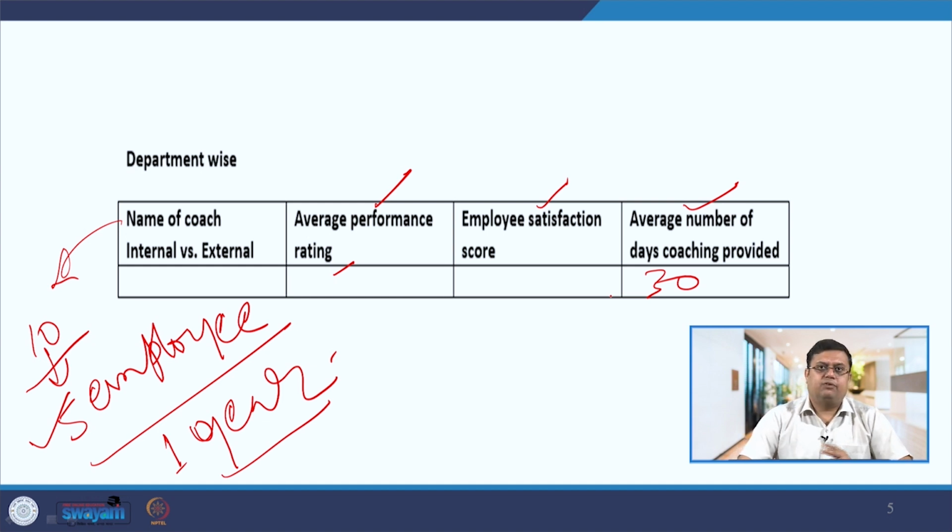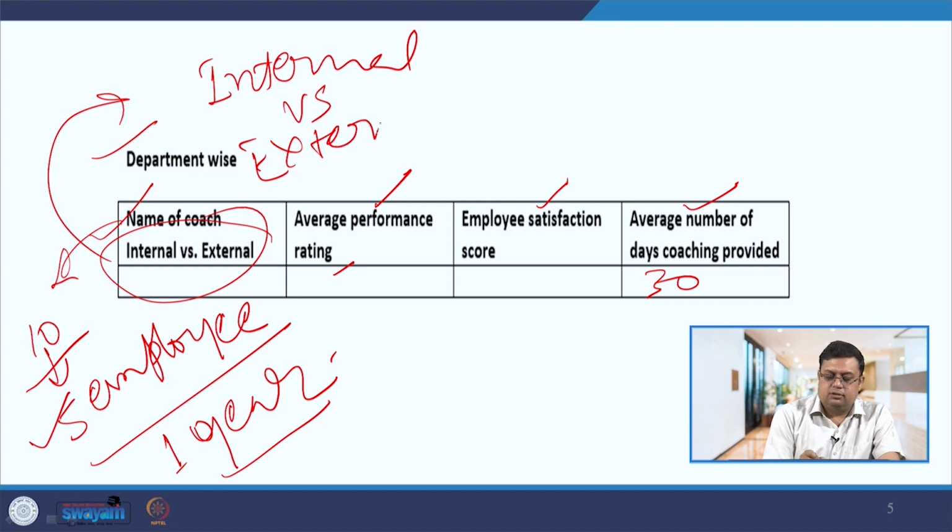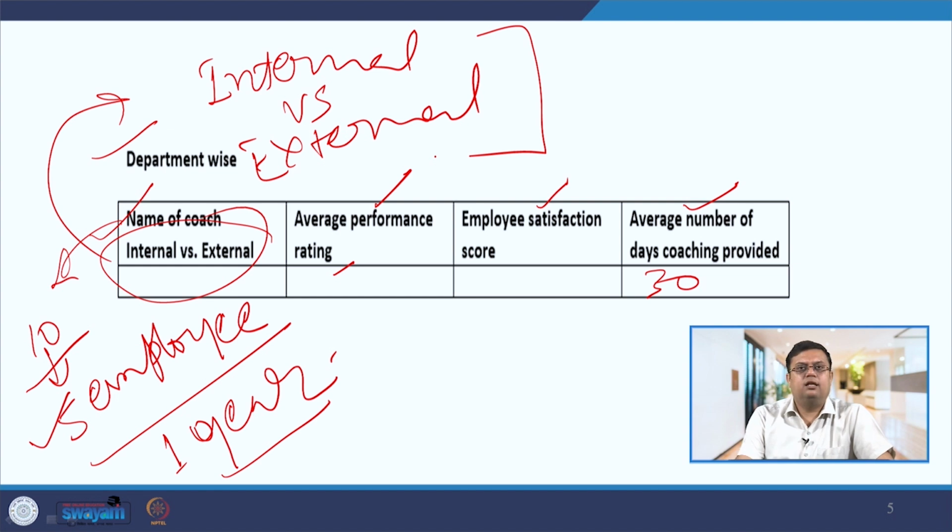In an organization, one more thing you can do is analyze coaching programs department wise. Sometimes organizations hire coaches from outside the organization. So here you can compare internal coaches versus external coaches. In the case of internal coaches' coaching programs, what is the average performance rating and employee satisfaction, and what is the average performance rating in the case of external coaches?